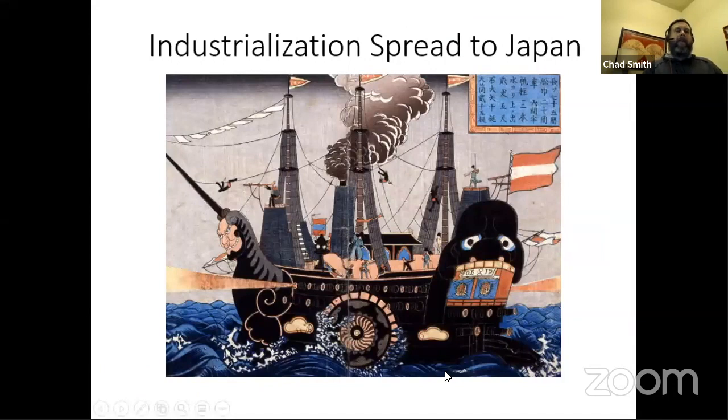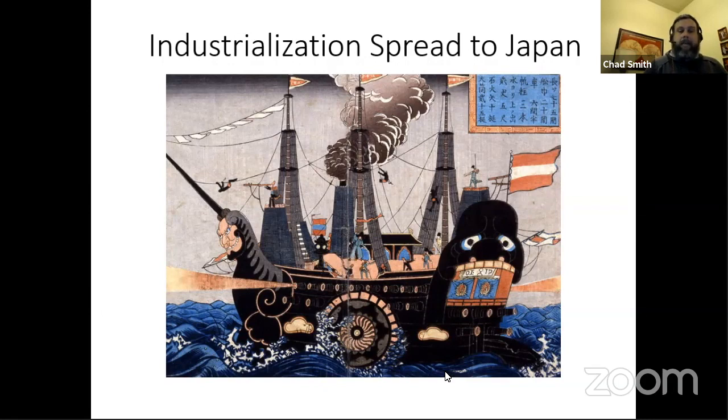Let's talk about how industrialization spread to Japan. Industrialization spread to Japan as a direct result of actions taken on behalf of the United States of America. See, the United States was interested in trading with Japan, but in the early 1800s, Japan was completely isolated from the rest of the world. They were so isolated, in fact, that if European sailors shipwrecked and landed in Japan, they could be arrested and potentially even executed by the Japanese government.